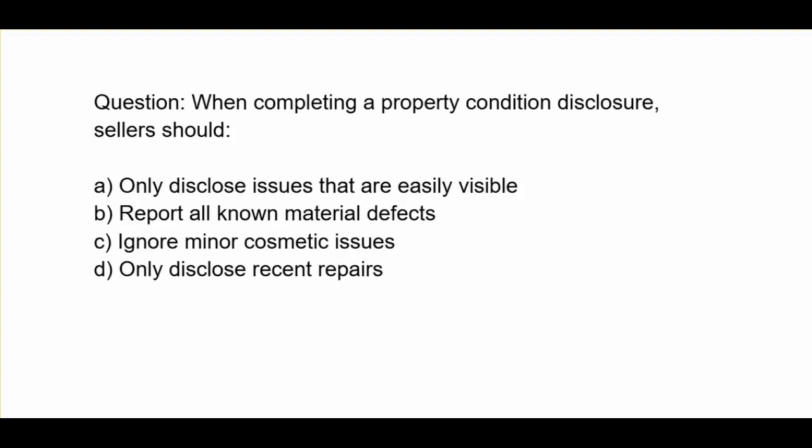When completing a property condition disclosure, sellers should A, only disclose issues that are easily visible, B, report all known material defects, C, ignore minor cosmetic issues, D, only disclose recent repairs.